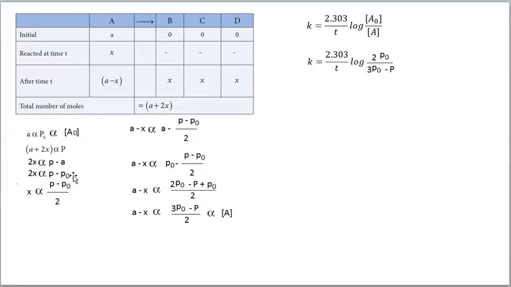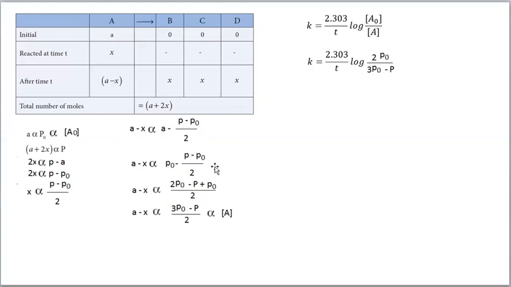Okay, A value is P0, we can substitute that here. So P minus P0 we will get. So X is directly proportional to this; the 2 we can move to the right side. So we will get in the denominator, P minus P0 by 2. Then we can write A minus X, the final concentration. A minus X is directly proportional to P0 minus P by P0. This A is P0, that we can substitute here.